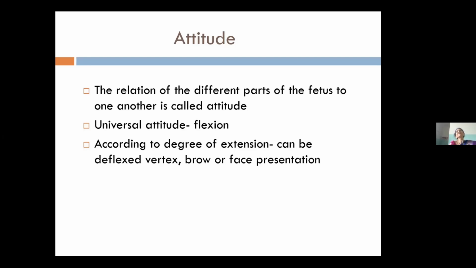Or a complete flexion of the neck is completely extended. Complete extension will cause the face presentation, where the mentum or the chin is the presenting part and the diameter is submentobregmatic, which is 9.5 centimeters. And in this also normal delivery can occur.